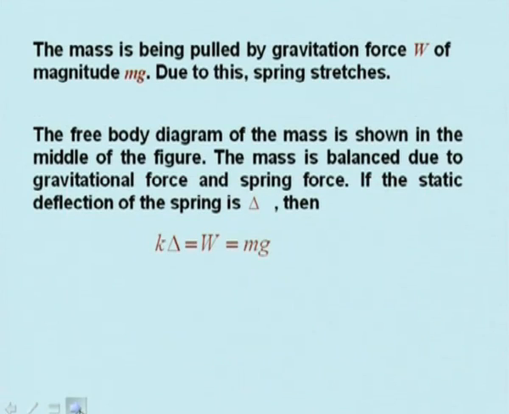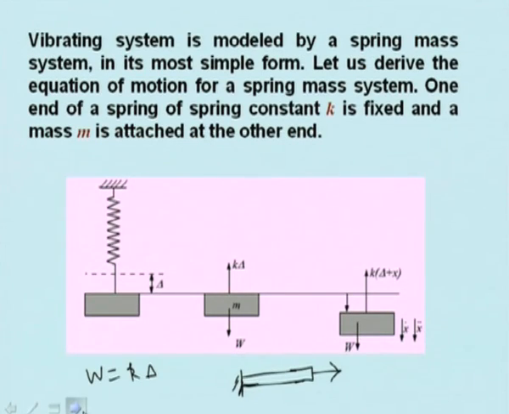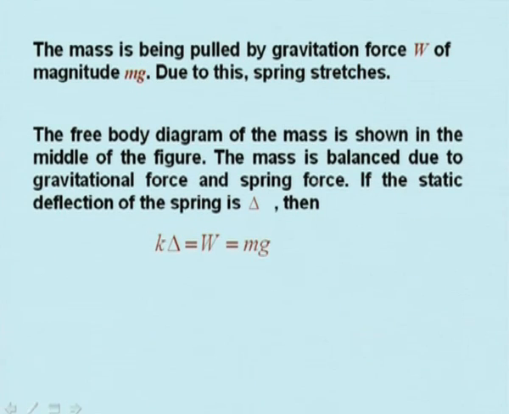Now in the free body, let us summarize this. The mass is being pulled by gravitational force W of magnitude mg. Due to this the spring stretches, the free body diagram of the mass is shown in the middle of the figure. In this figure, the mass is balanced due to gravitational force and spring force. If the static deflection of the spring is delta, then K delta is equal to W is equal to mg.